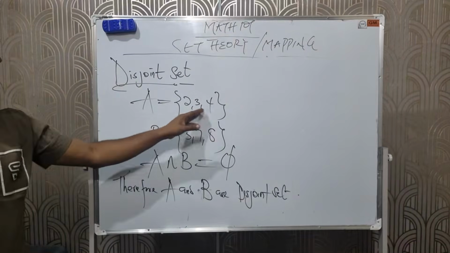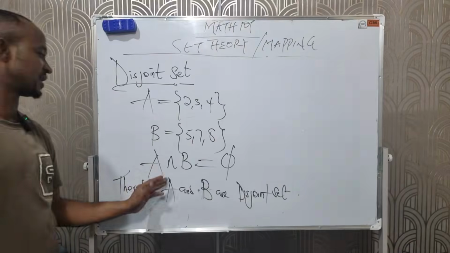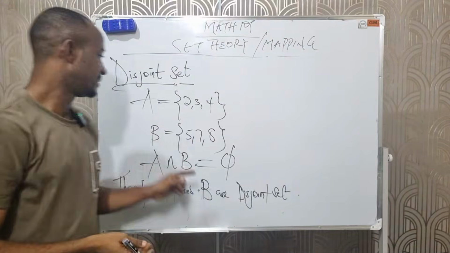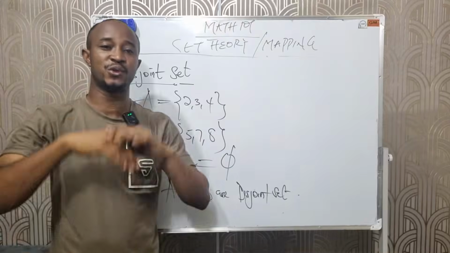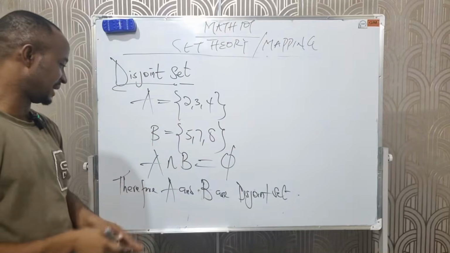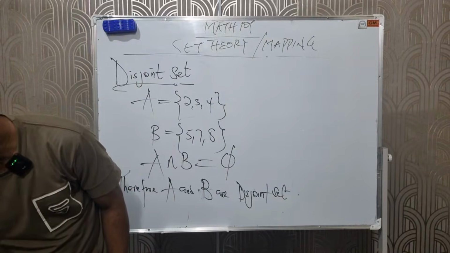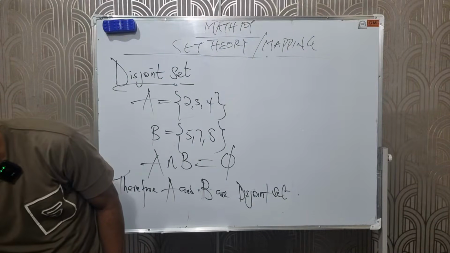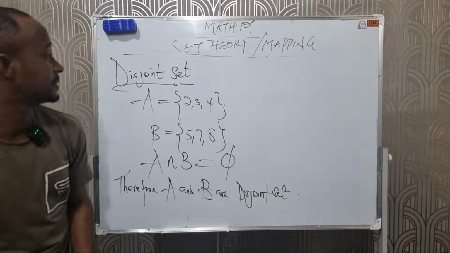If A is 2, 3, 4, B is 5, 7, 8, it means that A intersection B is what? Is empty. There's nothing common between A and B. Since there's nothing common between A and B, that implies that sets A and B are what? Disjoint. They are called disjoint sets. Okay, so let's move on.